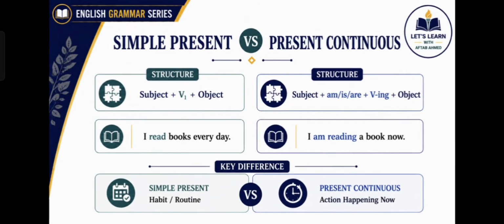Many learners mix up these two tenses, simple present and present continuous. Let's make the difference crystal clear. "I read books every day." This is a habit, so we use the simple present. "I am reading a book now." This is happening at the moment, so we use the present continuous. Remember this rule: when we are talking about a habit or routine, use simple present, and when we are talking about actions happening now, we will use present continuous.